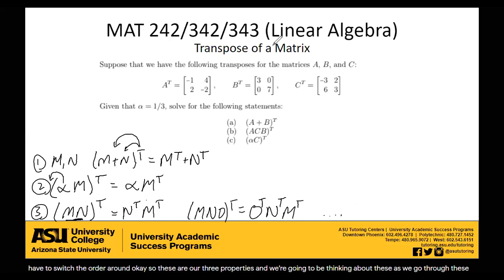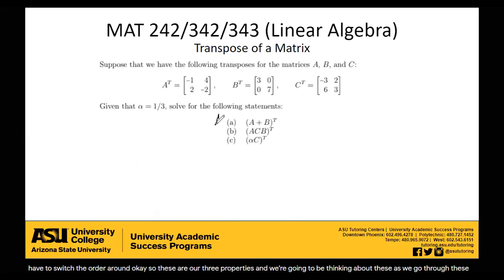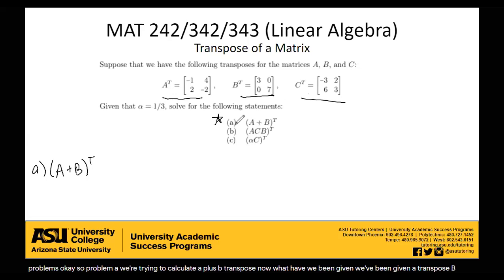Cool. So, problem A. We're trying to calculate A plus B transpose. Now, what have we been given? We've been given A transpose, B transpose, and C transpose. We've been given the transposes of the matrices, but not the original matrices. Now, we could find the original matrices, right? If we just take the transposes of these, we'd get back our original matrices. But we actually don't have to. We can just use the properties of matrices to figure out what this answer is.